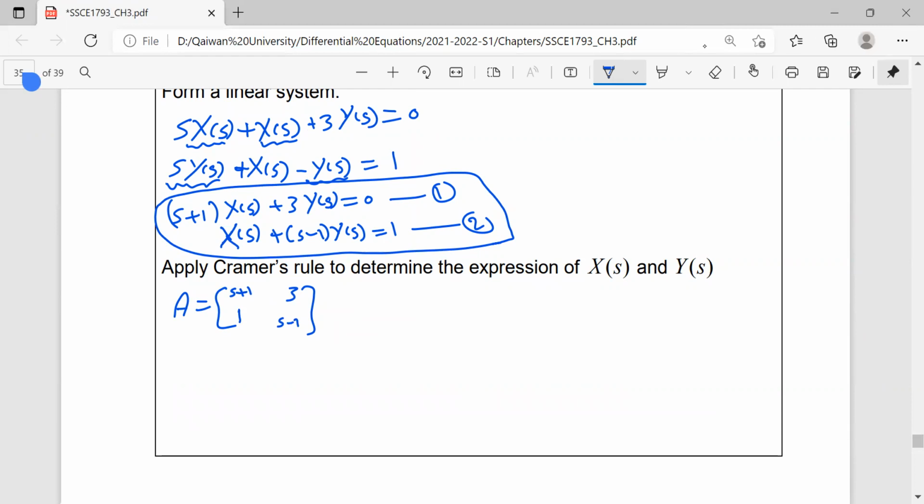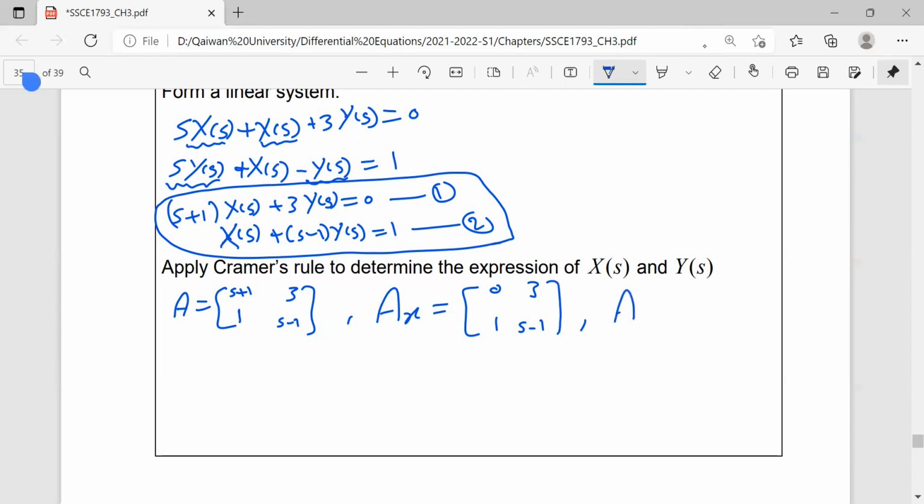This is A. What's AX? We replace the first column by the right-hand side. In the right-hand side, we have 0 and 1. So the first column becomes 0 and 1. We get 0, 1, and the second column is 3 and s minus 1. In matrix A, we replace the first column by the right-hand side for AX.